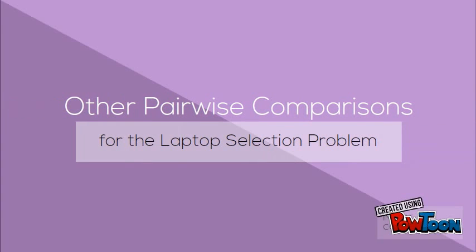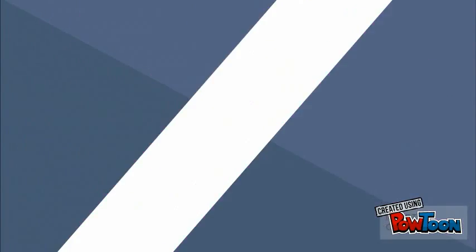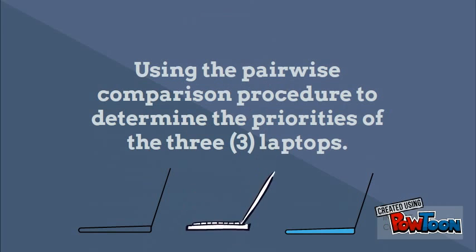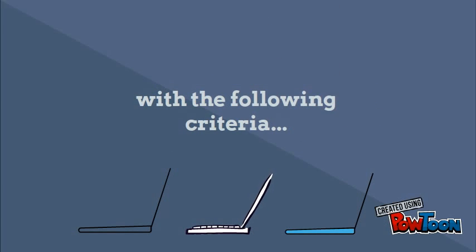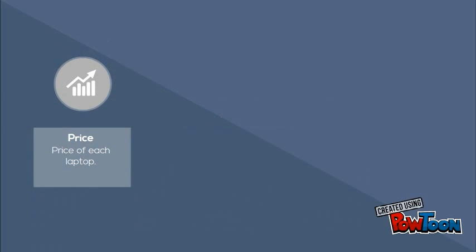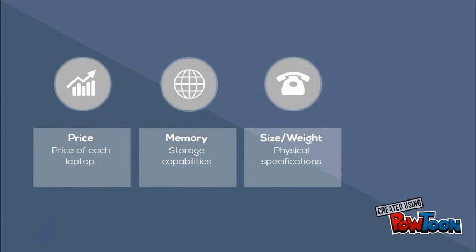Let's now proceed to the other pairwise comparison for the laptop selection problem. Continuing with the AHP analysis of the laptop selection problem, we are going to use the pairwise comparison procedure to determine the priorities of the three laptops using each of the criteria, which are the price, memory, size or weight, and battery.